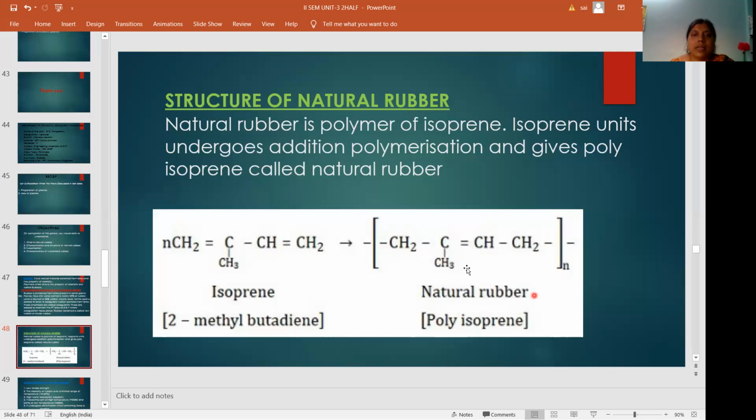In the exam, they will ask, write the structure of natural rubber. So you can write the total equation, or you can write simply this one. Or they may ask for the preparation of natural rubber. Generally, they will ask the structure of natural rubber. So write any two isoprene molecules, or only one isoprene, keep the brackets, keep the bonds on two sides, and keep n. This is the structure of natural rubber. Okay, what is natural rubber? Understood, all of you? Natural rubber is a polymer of isoprene. Isoprene units undergo addition polymerization, and this gives polyisoprene, which is nothing but natural rubber.